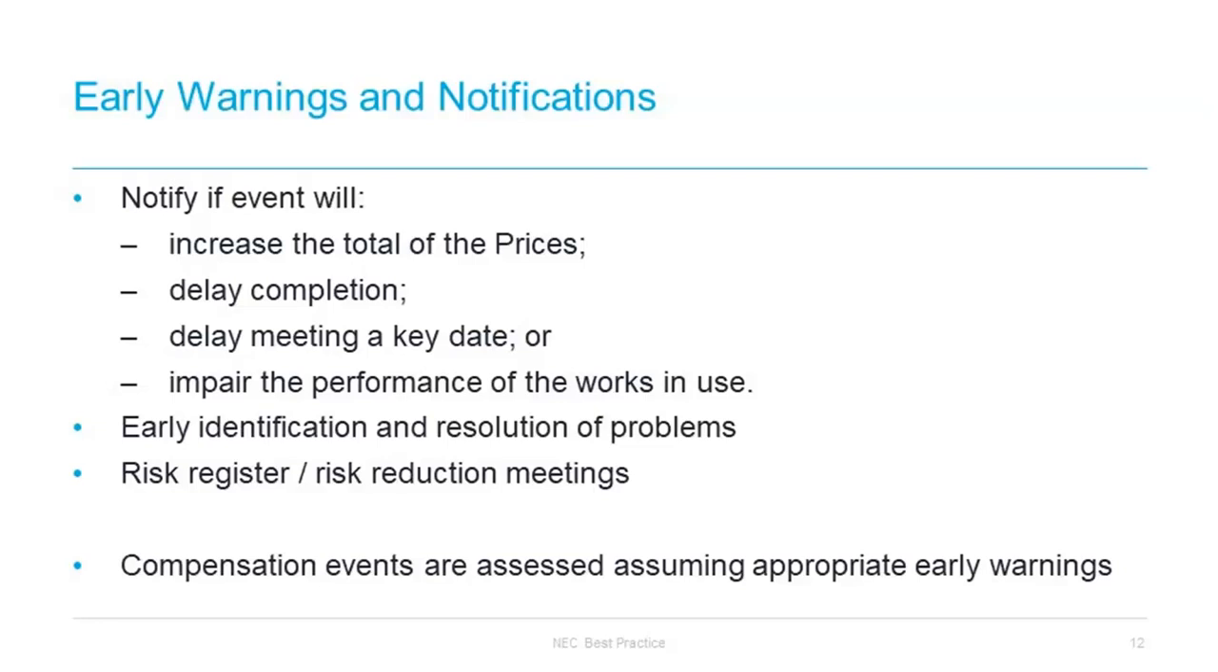And linking the warning to a specific compensation event can cause issues later if, for example, the incorrect compensation event has been used. It should also be noted that Clause 16 applies to both parties. This means that if an issue arises that the employer knows about and that could cause an issue for the contractor, the employer should notify the contractor in the same way.